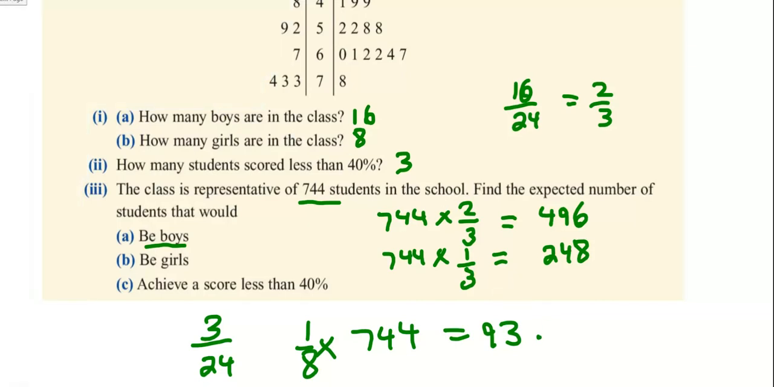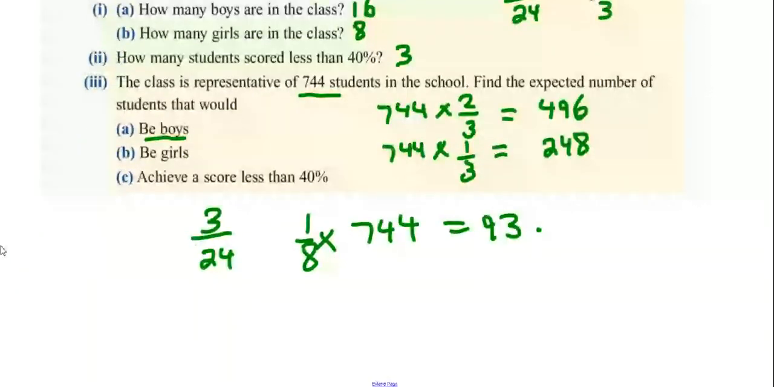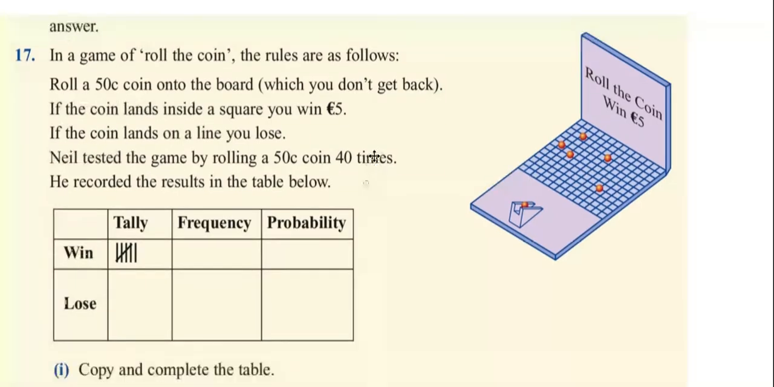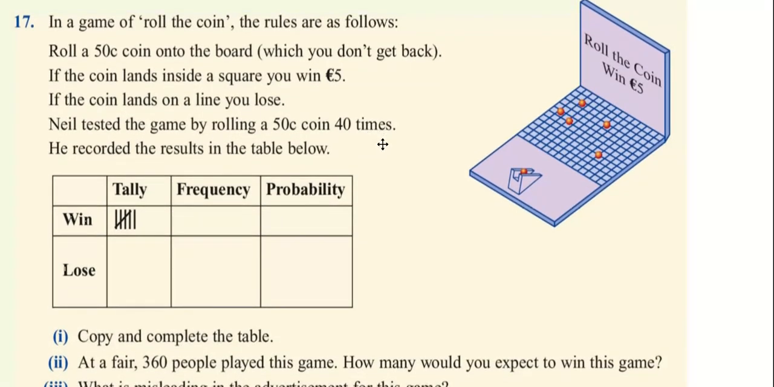Let's keep going. Is that it? Yeah. Okay. This one. A game of roll the coin. Roll a 50-cent coin onto a board, which you don't get back. So you place 50 cents here. No bother. If the coin lands on a square, you win €5. If the coin lands on a line, you lose.